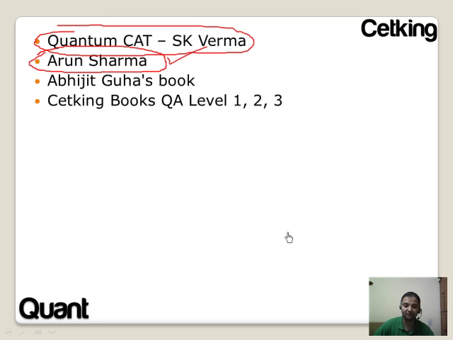That's enough. Apart from that, you can go for the CETking books, levels 1, 2, 3. We have divided our books into levels 1, 2, 3. Level 1 covers the basics, level 2 is about CAT, and level 3 is about the other exams like Symbiosis, Narsee Monjee and CMAT. So CETking levels 1, 2, 3, all these 3 books are more than sufficient for you as well.